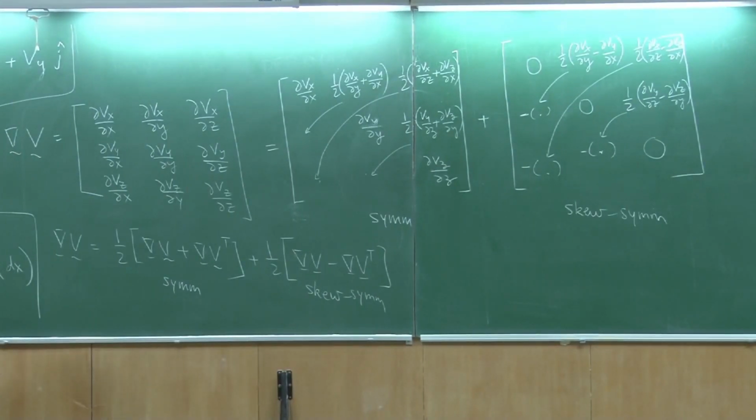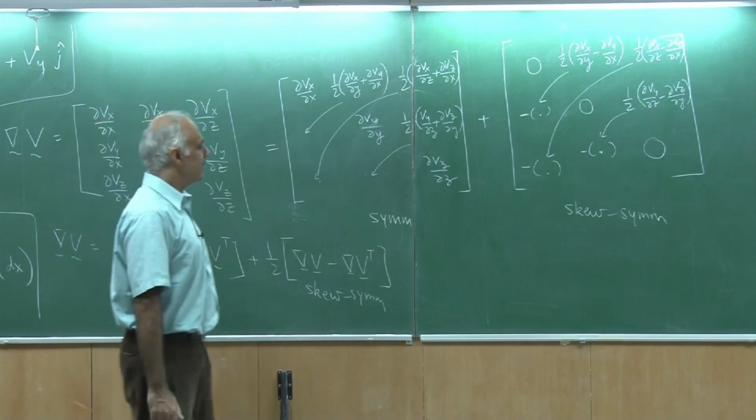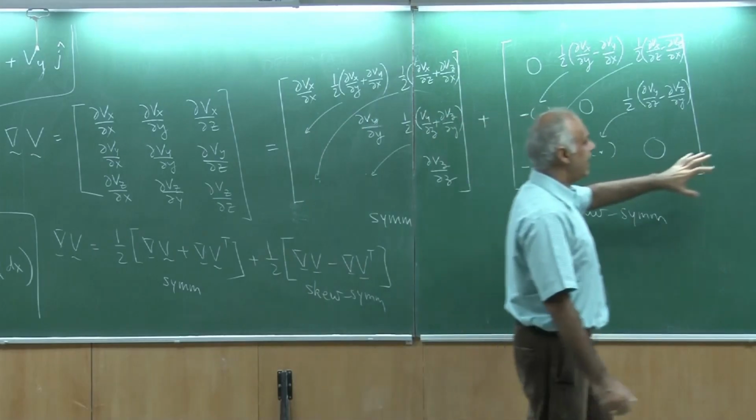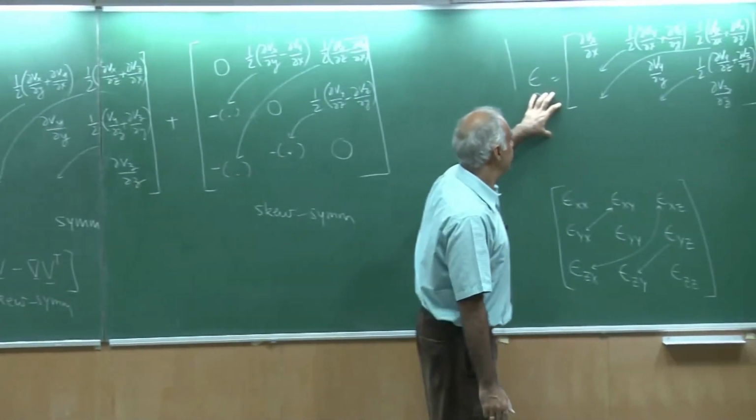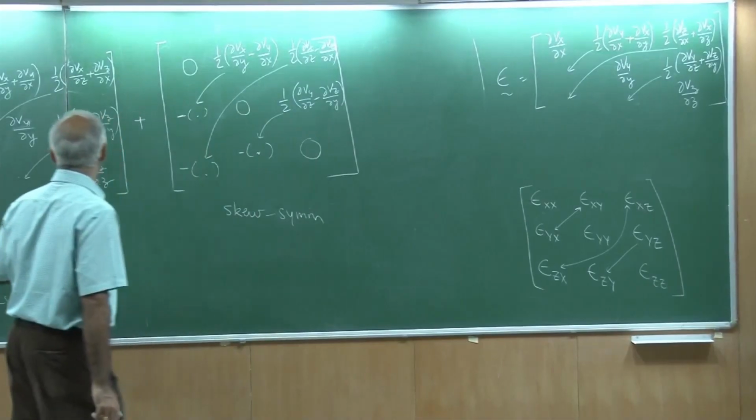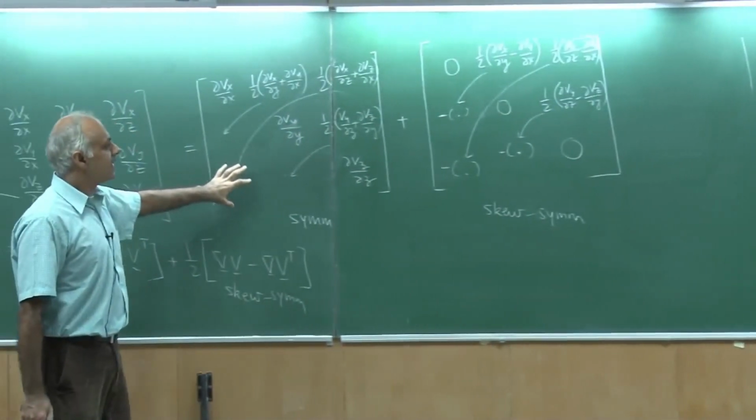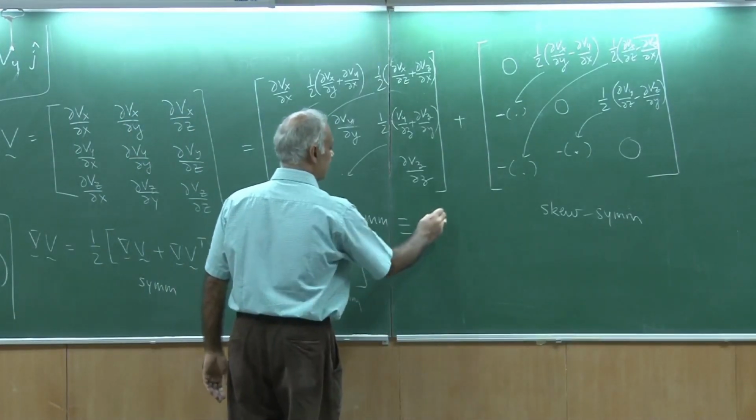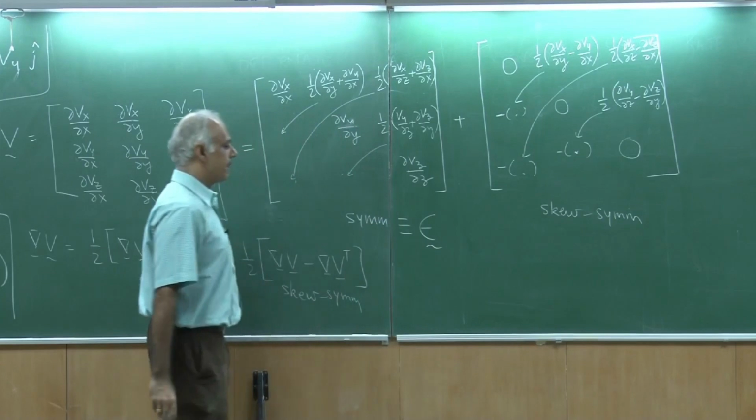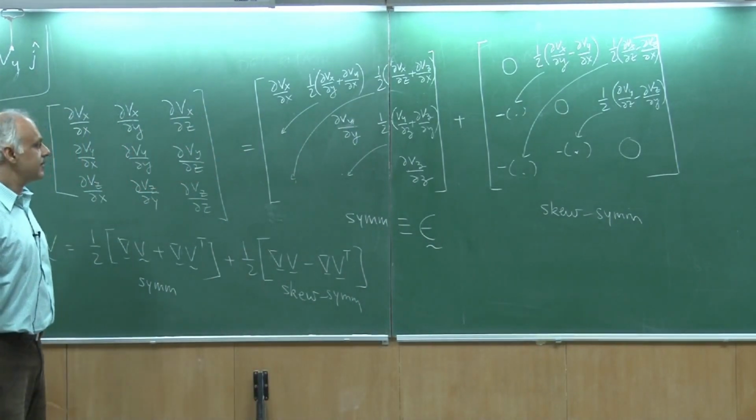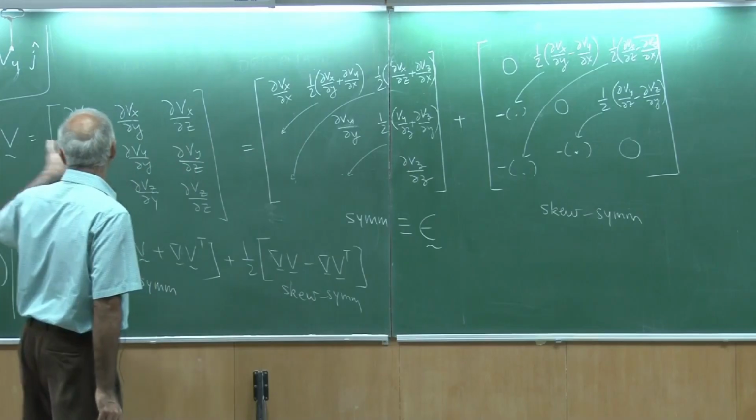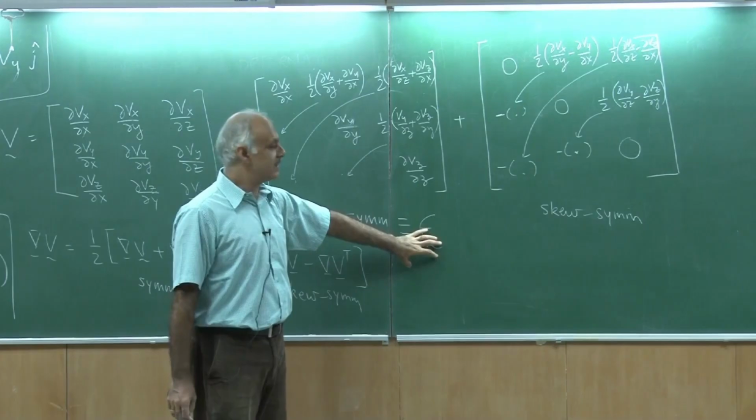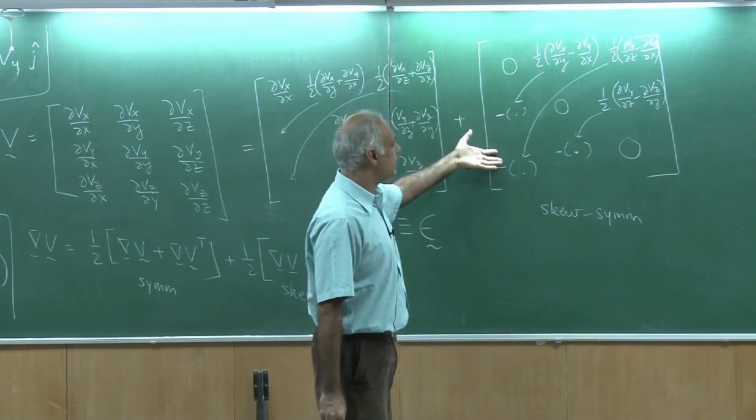Okay, what do we get out of all this hard work? Well, if you look at this guy over here and my strain rate tensor, you would see that they are actually identical. So, this corresponds to E, the strain rate tensor. So, the symmetric part of the gradient of V actually corresponds to the strain rate tensor. And what about the skew symmetric part?